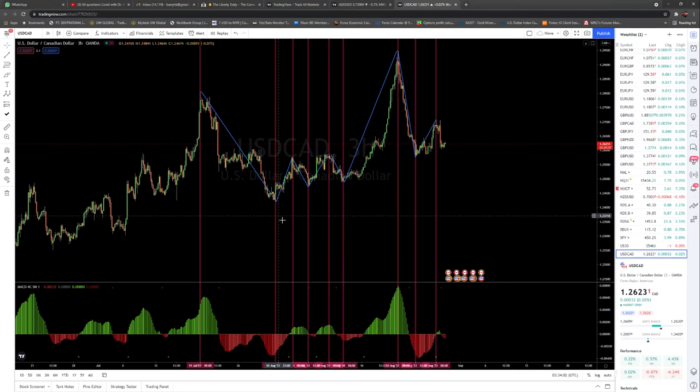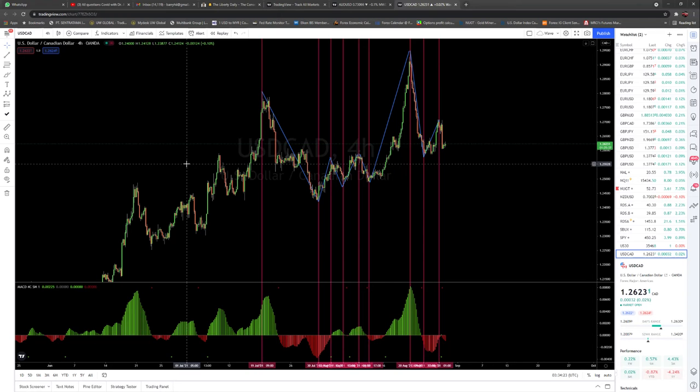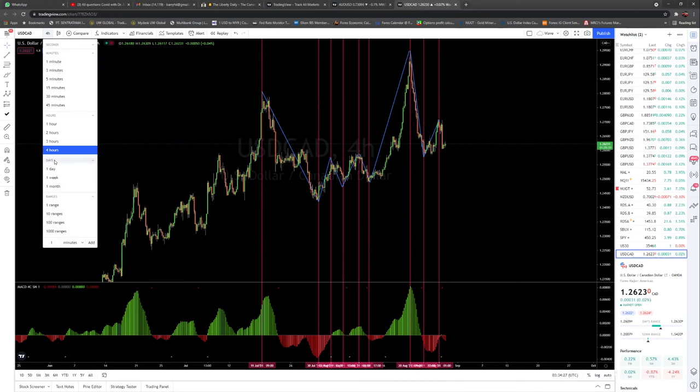Okay, and how do we label this? It's a totally different ball game. How we label from here to here is a totally different ball game. I even forgotten some of the rules. So for example, how we label this, we can go into even a higher time frame. Let's go to 4 hours and see what happens. 4 hours, if we go to daily, for example.